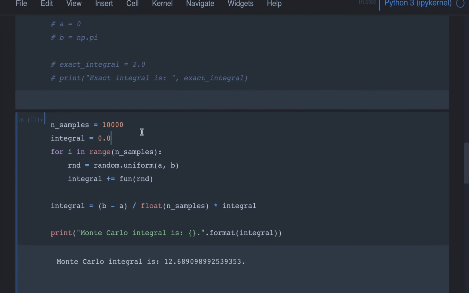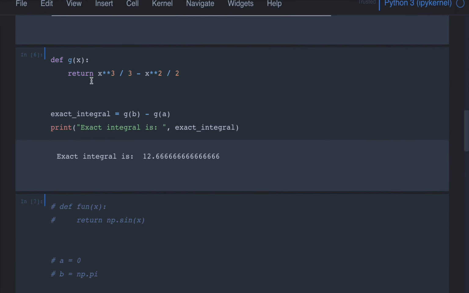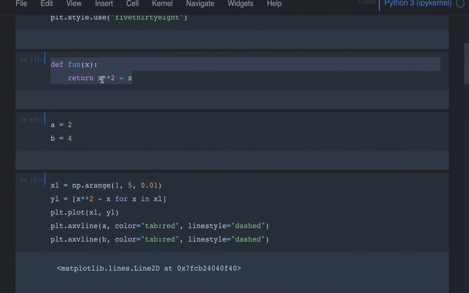Okay, now in this one we have used a very simple function so that we can analytically calculate the integral, and we can verify how good the numerical approximation is with the exact value. But this can be a really complex function which might not even have an exact analytical solution.